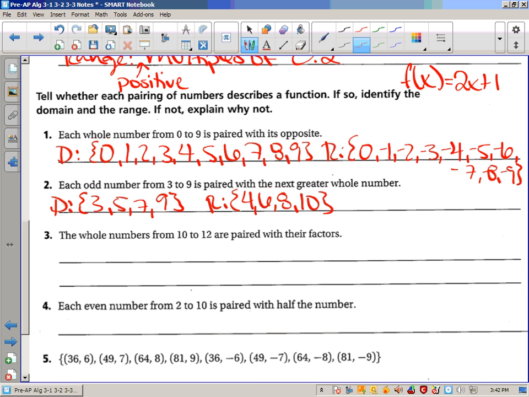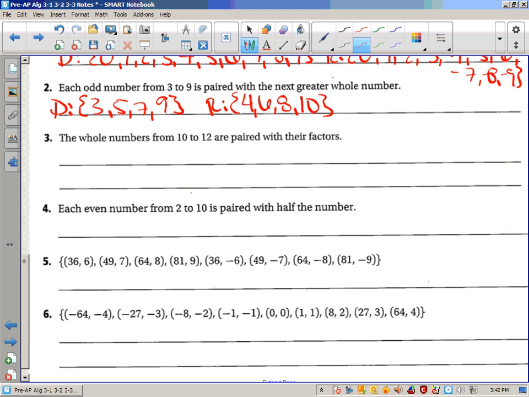All right, number 3. The whole numbers from 10 to 12 are paired with their factors. Here we come across a problem because 10, for example, has more than one factor. 10 actually has 4 factors, 1, 2, 5, and 10. So this is not a function.